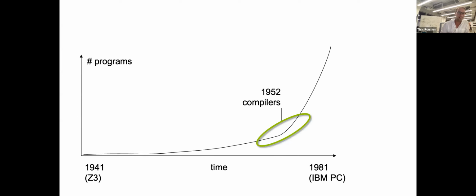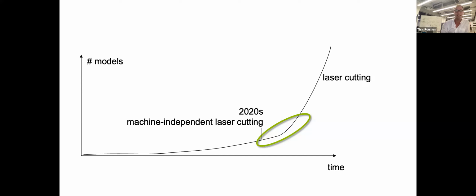When I teach an introduction to computing, I try to convince my students that compilers were the moment where we went from thousands of users of computing to millions of users of computing. And I hope to have convinced you today that, to some degree, the transition towards portable laser cutting would be the moment where we can go from thousands of users of laser cutting towards millions of users of laser cutting.